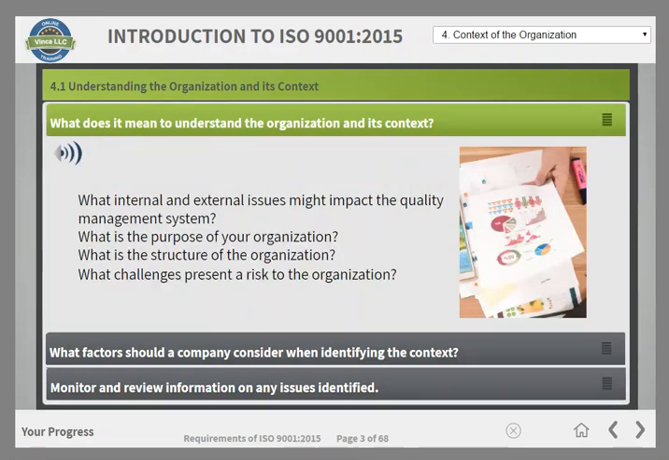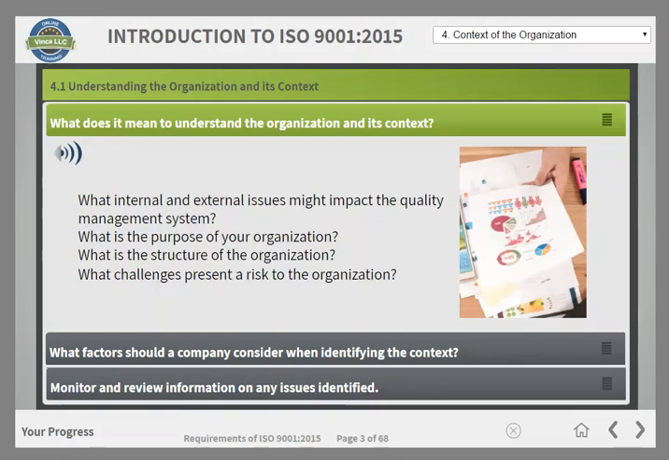Let's start with 4.1. What does it mean to understand the organization and its context? Basically, this clause is asking you to understand what your organization does and what internal or external issues might have an impact on what you're trying to achieve. An impact on the quality management system.